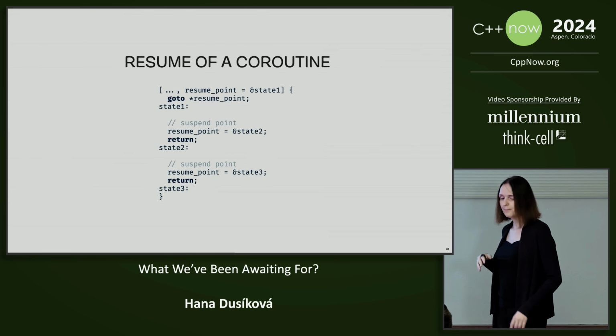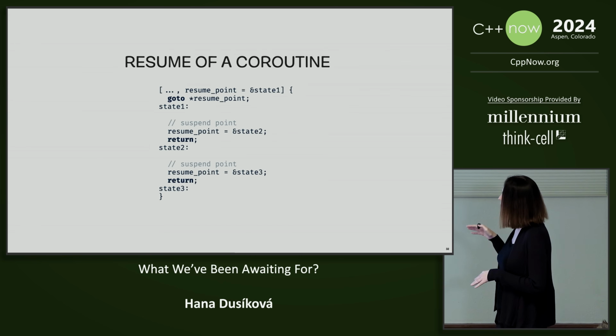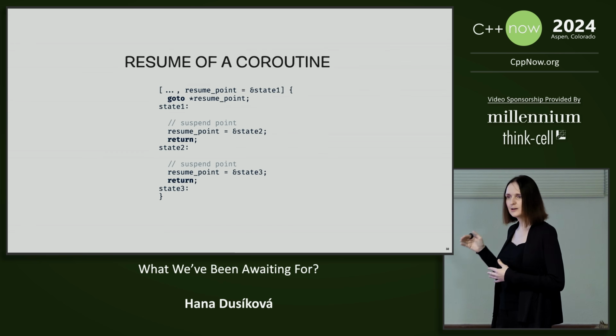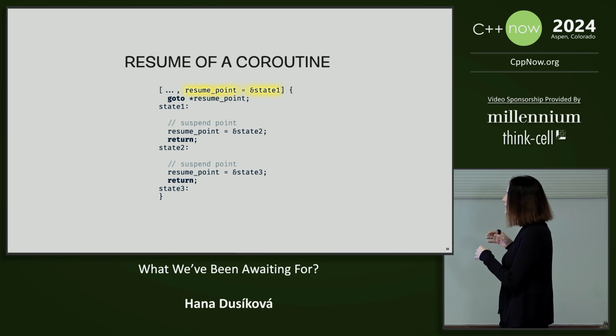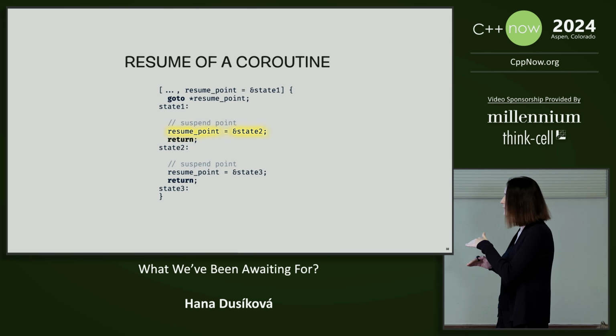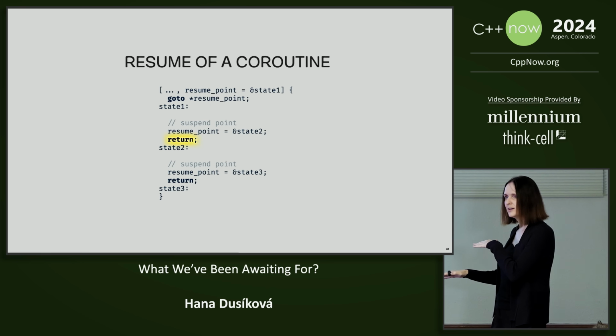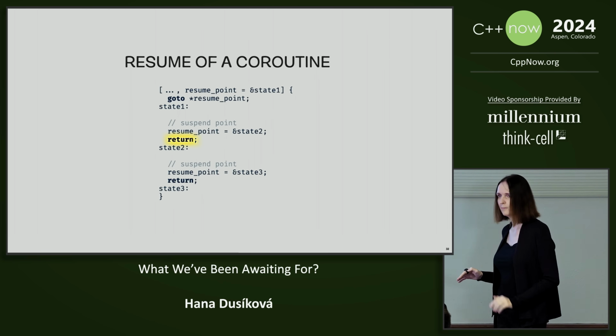So I need to jump a little bit into coroutines, because this is pseudo code of how resumption in a coroutine works. It's kind of like a lambda, which stores the address of the first resumption point. When you start, you will just jump into it and do some code. And when you reach a suspension point, you will store the address of the next resumption point, and then return, suspend and do something else. This is pseudo code. It's not exactly how it looks, but the mental model is really similar.